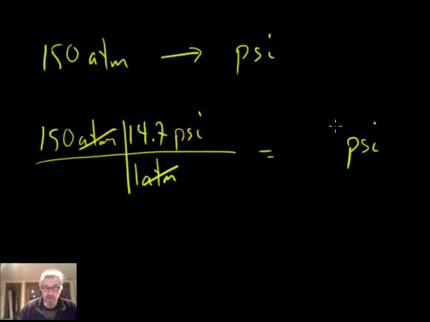I need 3 significant figures. My answer comes out to 2,205, so I have to write that in scientific notation to get the sig figs right. 2.20 times 10 to the 3rd PSI.